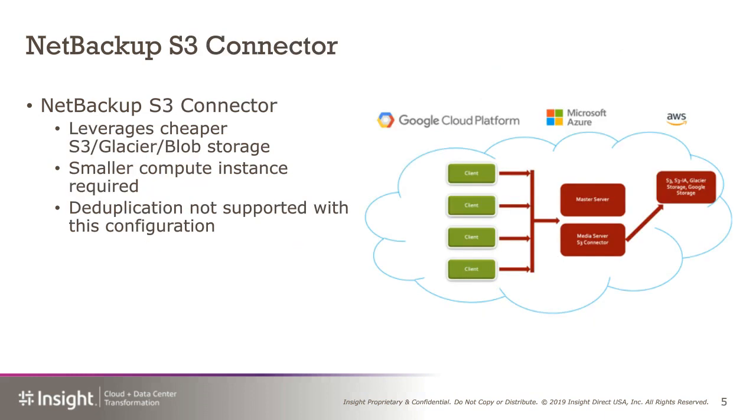So moving on to the S3 connector. The S3 connector leverages cheaper blob storage, and fewer resources are needed for the compute instance. Deduplication is not supported with this. So this is basically leveraging your cloud-based NetBackup environment, but also bringing into play the NetBackup S3 connector. You do have that ability. Since this is basically the same as an on-prem, having your existing NetBackup environment in-house, this looks the same going into the cloud, but you can. This is just to indicate that you can leverage S3 even from a cloud-based deployment.